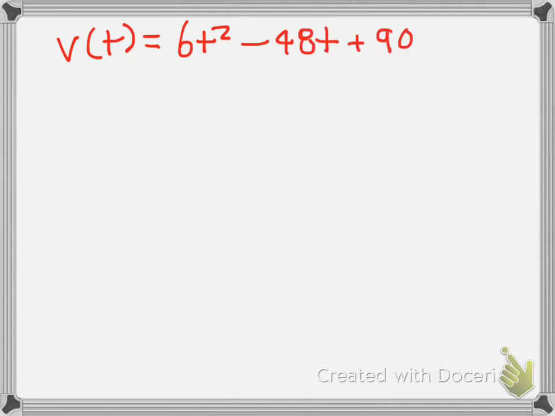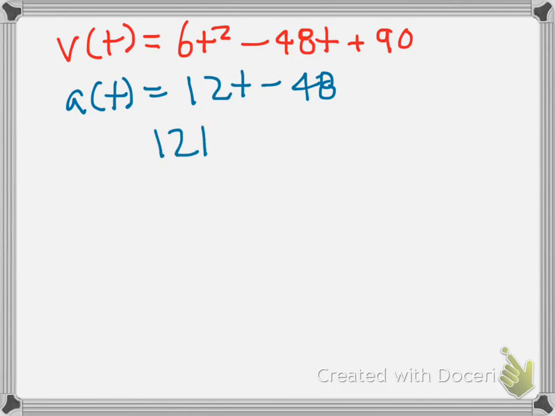So for the acceleration, we know the velocity, which is going to be equal to 6t squared minus 48t plus 90. So now that we know the velocity, we can easily take the derivative of the velocity to find the acceleration. So we get 12t minus 48. Using the same process as we did with velocity, we're going to set this equal to 0, and we will end up with a value of 4.